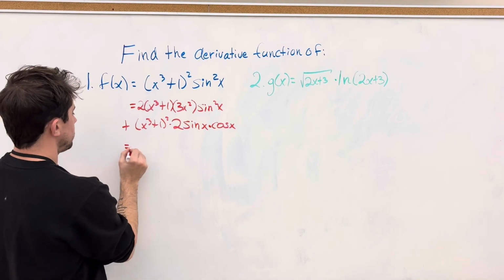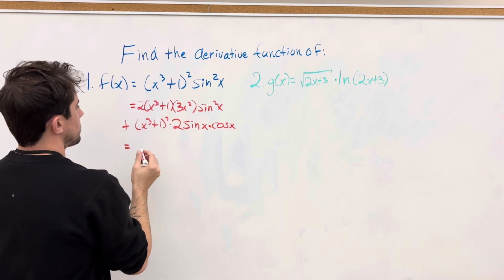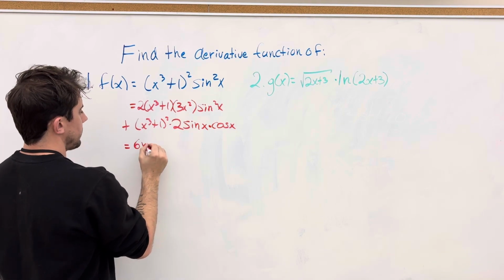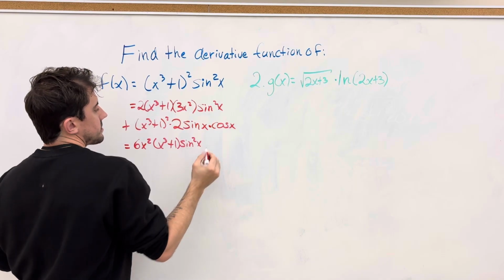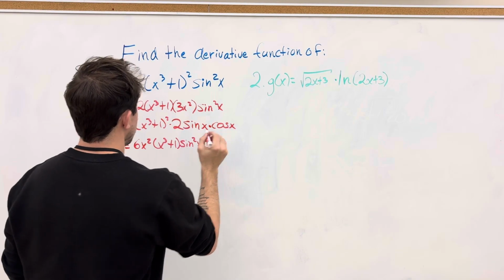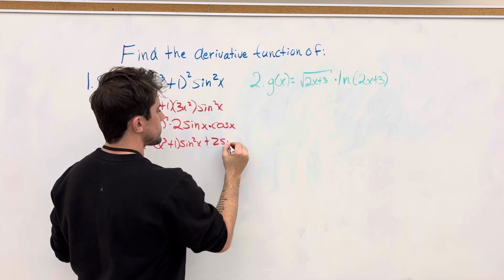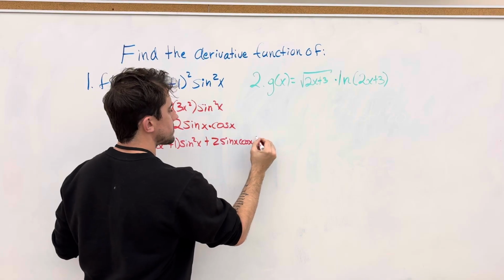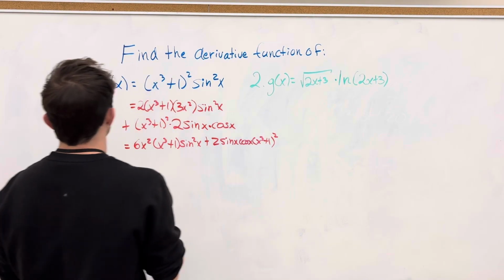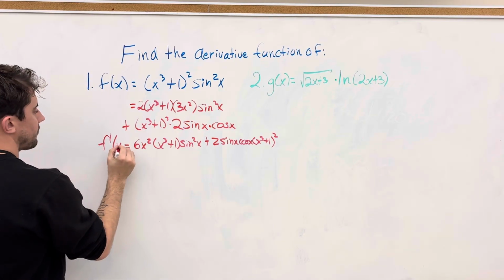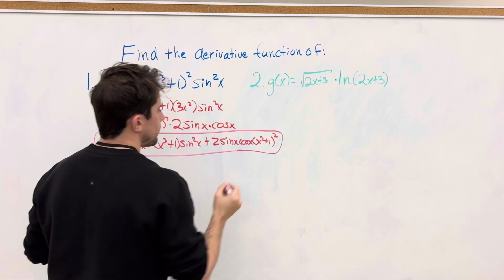And now we can simplify all this down. And so for the first part, we get 2 times 3x squared. So that's going to be 6x squared times (x cubed plus 1) sine squared x plus, and here we'll have 2 sine x cos x times (x cubed plus 1) all squared, and that is our f prime of x, our derivative function for f of x.